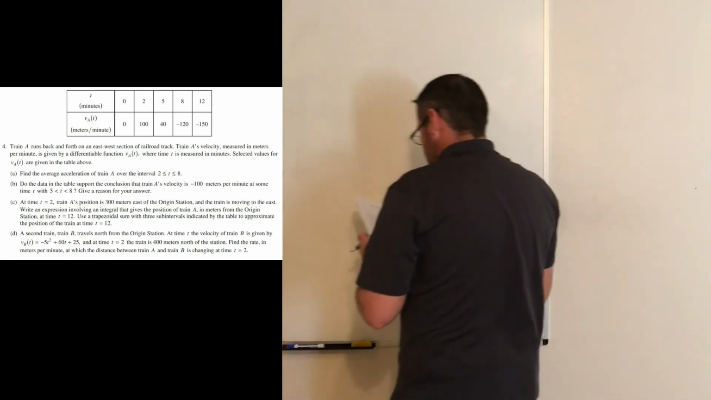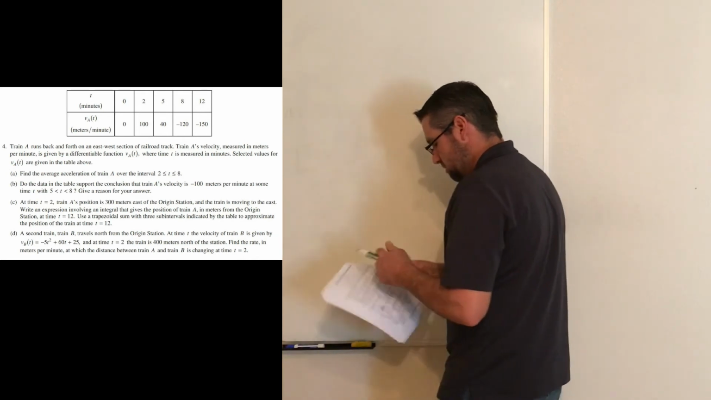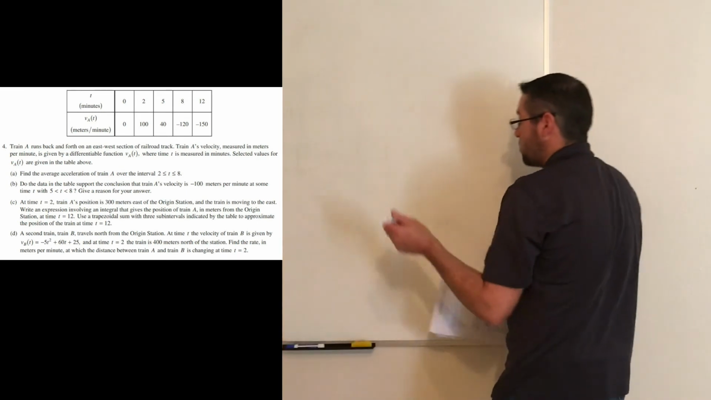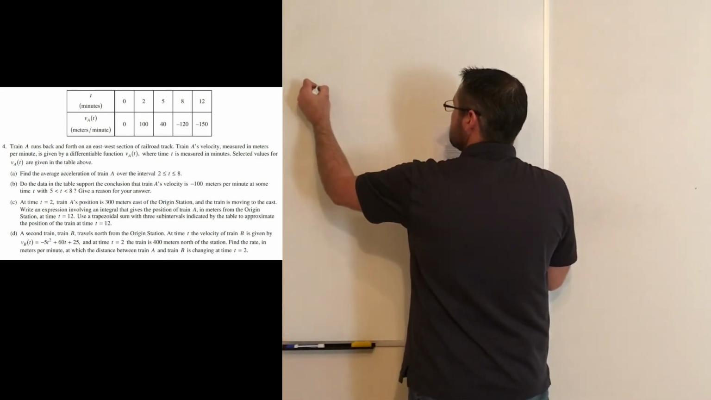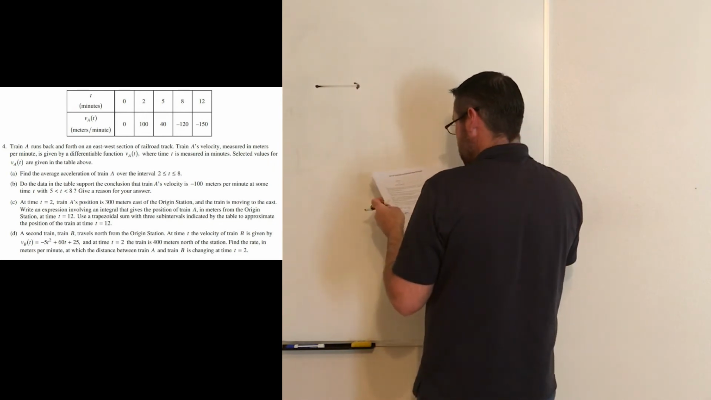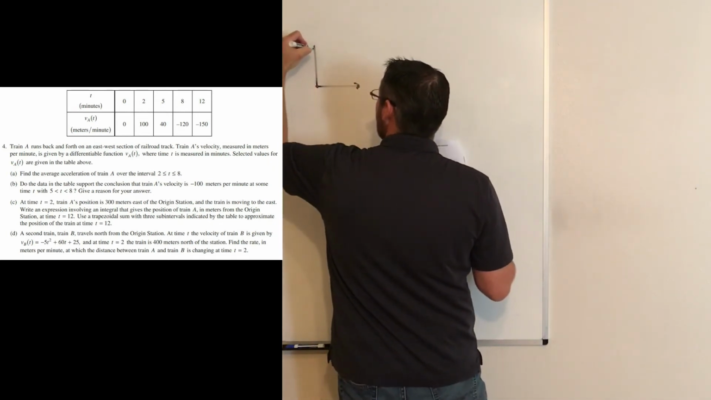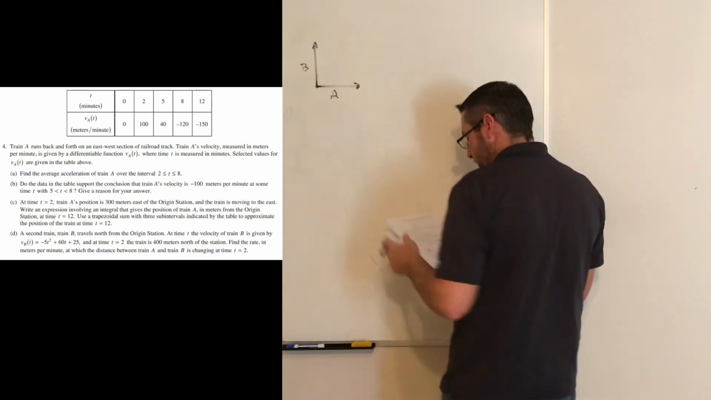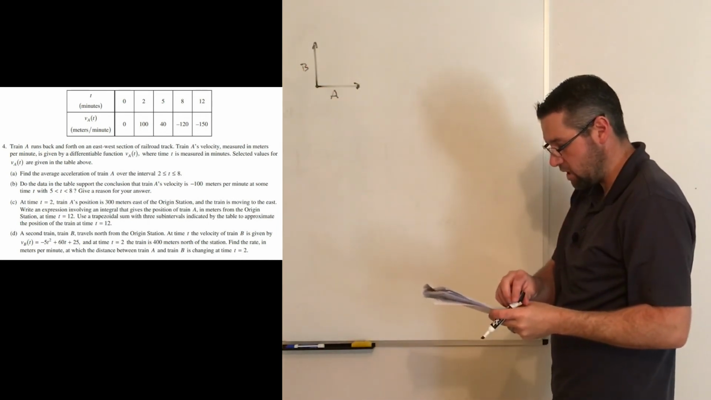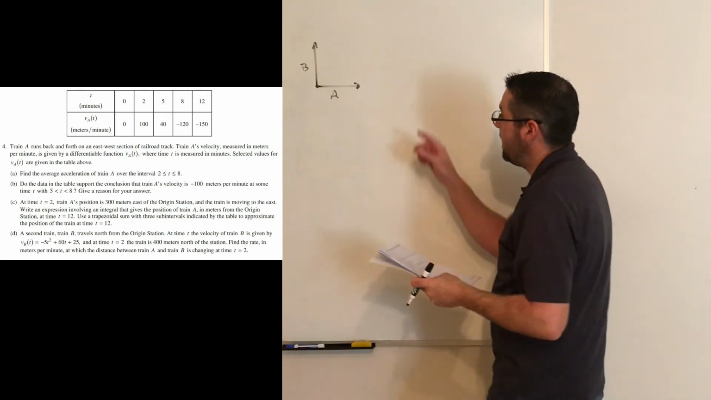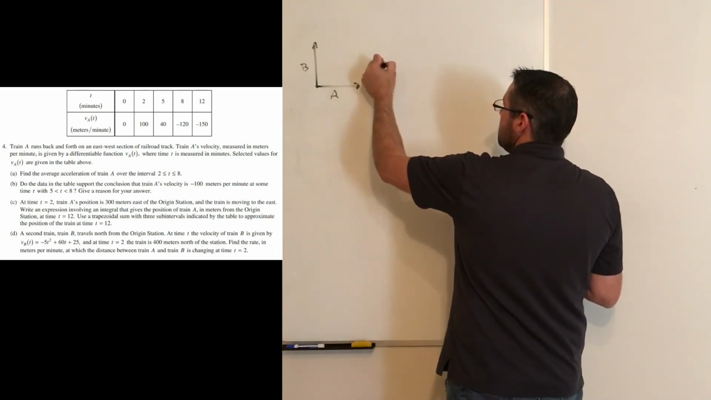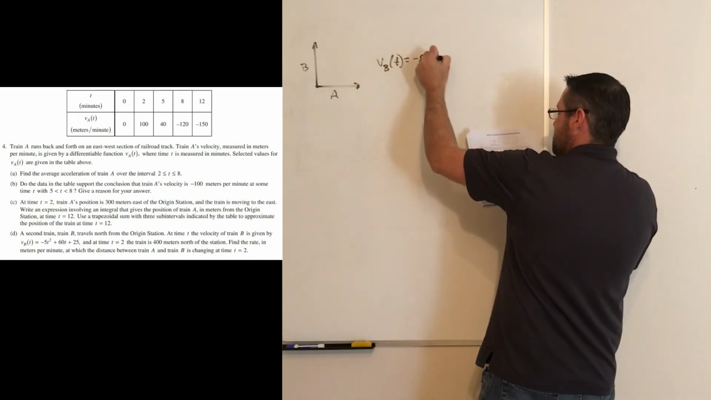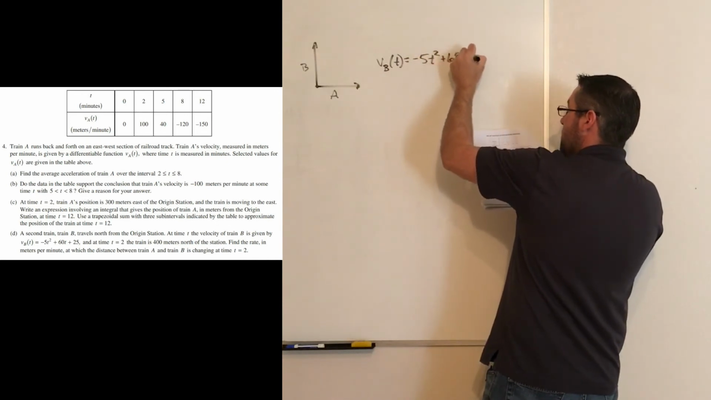Part D, it says a second train, train B, is moving north from the origin station. So we have one train that's going back and forth, east and west, and we have another train that's moving north from the station. So this is train B, and this is train A. It says the velocity of train B is given by this expression: velocity of train B is negative 5t squared plus 60t plus 25.